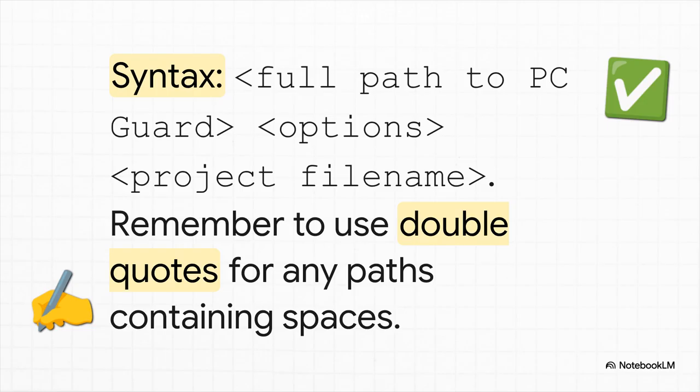But hey, let me point out the single most common thing that trips people up: those double quotes. If any part of your file path has a space in it, and let's be real, Program Files always does, you have to wrap that path in quotes. If you don't, the command will just fail. It's a simple mistake, but a very common one. So keep that in mind as we move on to the really fun part: the options.